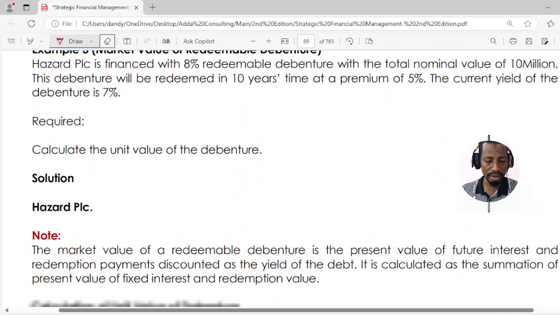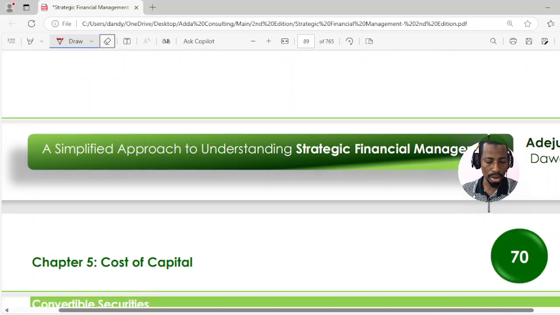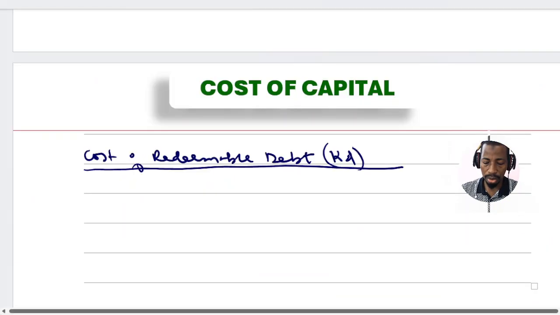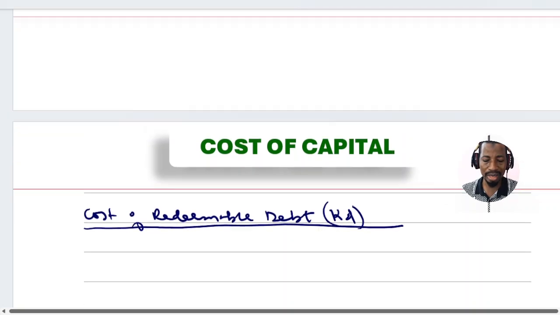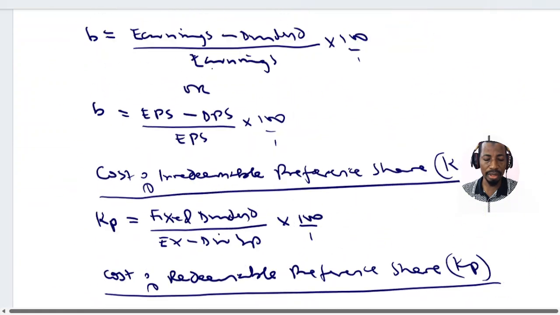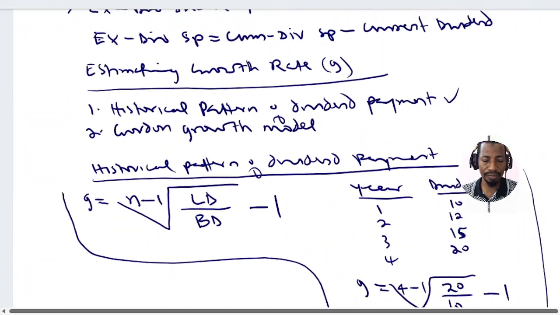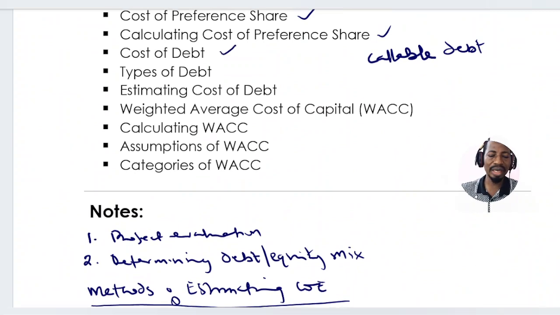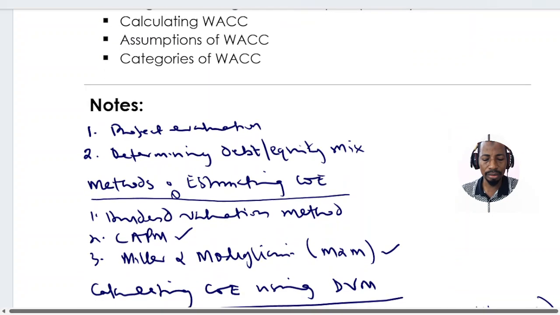So at this point, let's go back to the scope. We are done with cost of redeemable debts. What else do we have for the outline for today's class? We are done with cost of debts. Then let's talk about types of debt. There are two major types of debts.